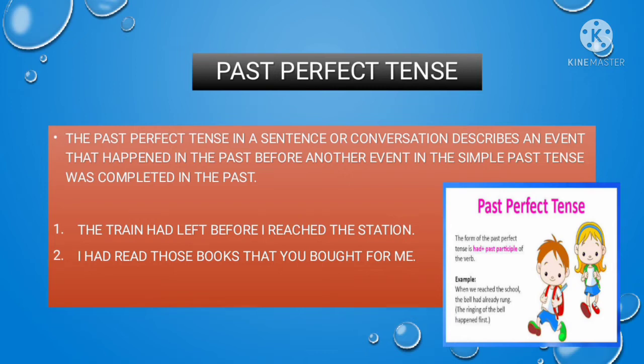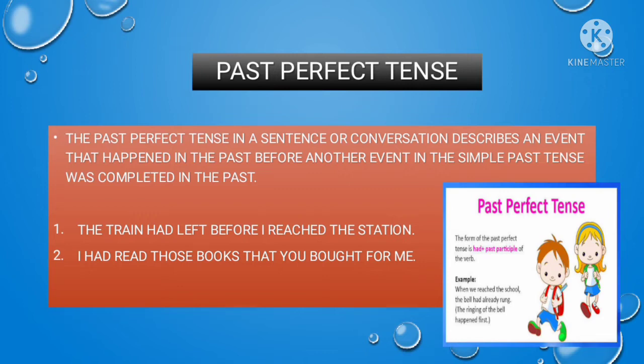had left is the past perfect form. For present perfect we use has left, but in past perfect we use only had. Whether it's singular or plural, we use had. So the train had left before another action: I reached the station. Now, I reached the station is a simple past tense, because the past of reach is reached. So, past tense.